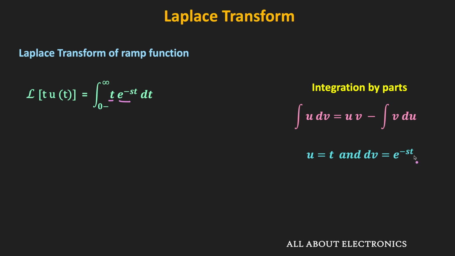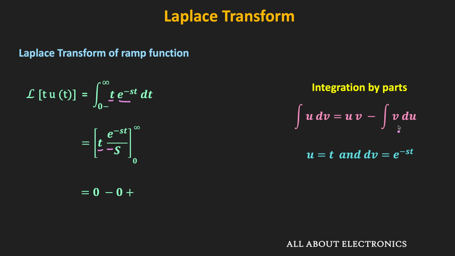And as you know, the integration of e to the power minus st is equal to e to the power minus st divided by minus s. That means here, the first term will be equal to t times e to the power minus st divided by minus s, and the integration limits will be from 0 to infinity. In this term, if we put the limit as infinity, then e to the power minus infinity will become 0. And when we put the limit as 0, then t will become 0. That means for both the limits, the value of this term will become 0.